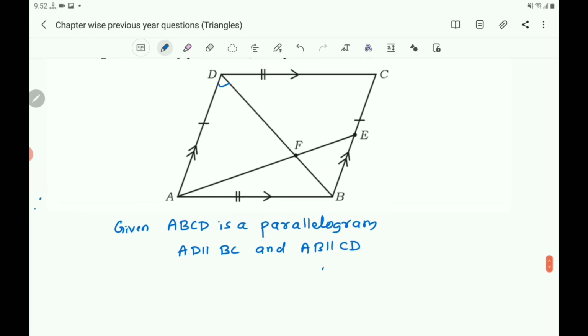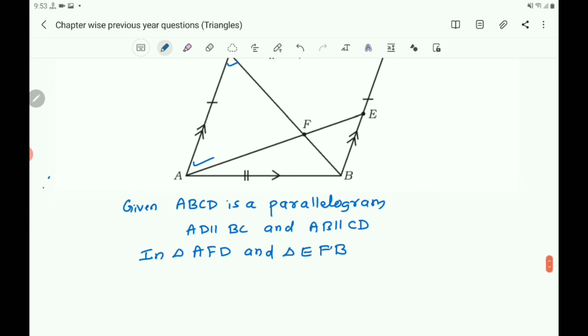Now you take this triangle. What is the name of this triangle? AFD. In triangle AFD and triangle EFB, you know that these two angles are equal. So you take triangle EFB.